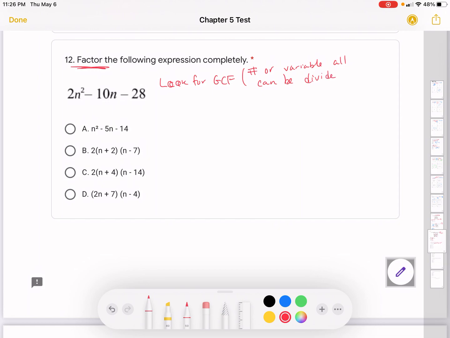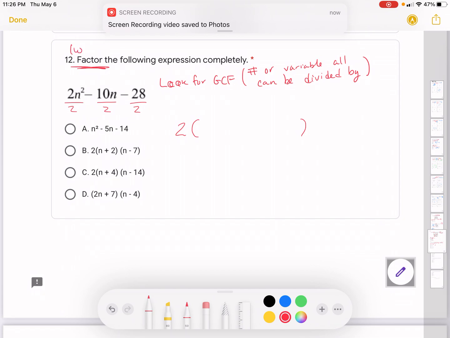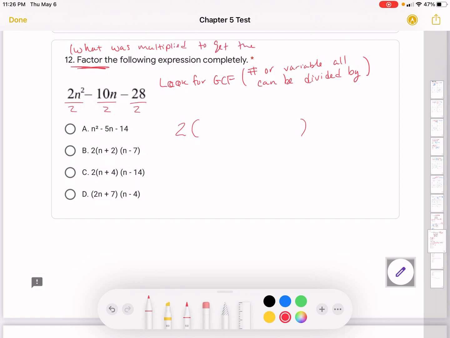Which is a number or variable that all terms can be divided by. So here I notice everything can be divided by 2. So that means I can factor out a 2. And then if I divide everything by 2, I'll see what 2 is multiplied by to get the original expression. Remember, factors are what you multiply to get the expression. So here, if I divide by 2, these cancel. I get n squared minus 5n minus 14.